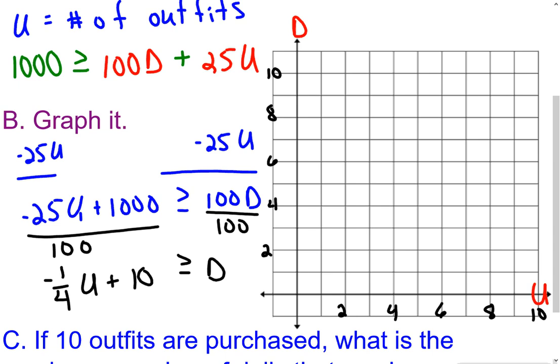Now, to graph it. So my y-intercept, I notice, is right there. So I'm going to go up to 10. And my slope is right here, negative 1/4. So I'm going to go down 1 and right 4, 1, 2, 3, 4. Down 1, right 4, 1, 2, 3, 4. And now I just need to graph that line.